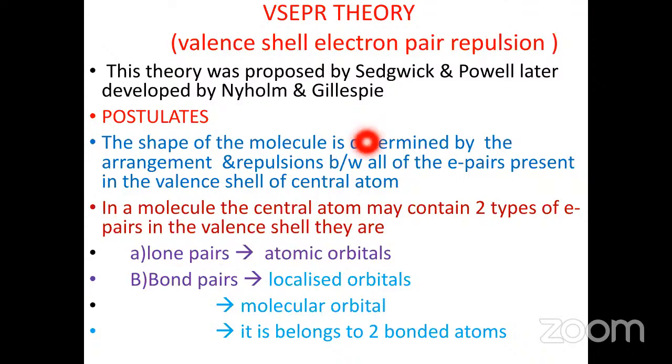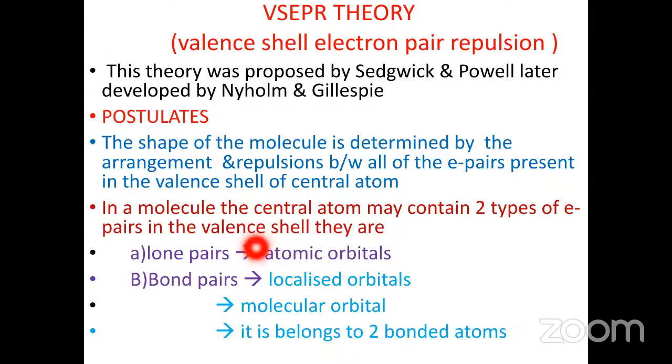What does this theory explain? It explains the shape of the molecule. The shape is determined by the arrangement and the repulsions between all of the electrons present in the valence shell of the central atom. That means it depends upon the total electron pairs present on the central atom. In a molecule, the central atom may contain two types of electron pairs in the valence shell: one is lone pairs and the second is bond pairs.